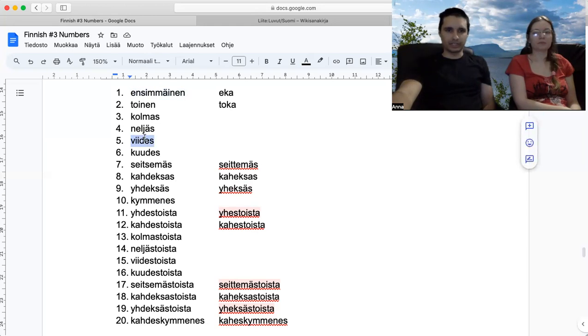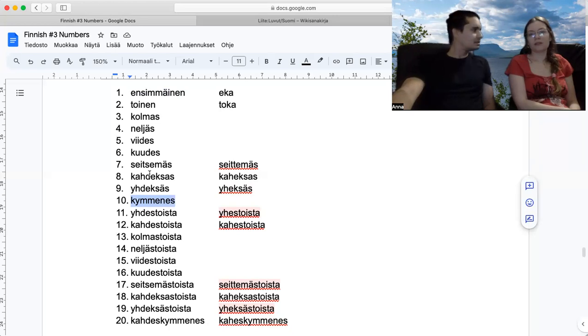56th, 5, 10, 6. A few examples more. 67th, 6, 10, 7. 72nd, 77th, 7, 10, 2.